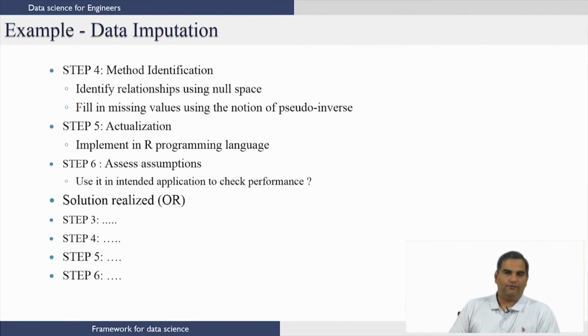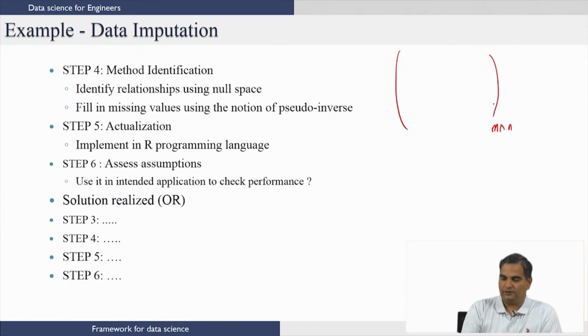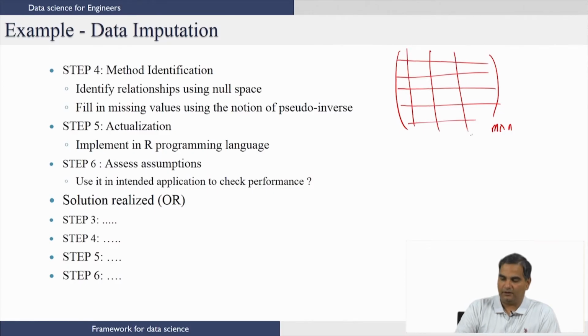So, if we assume that there are relationships between these variables, then there is this question of actually coming up with a method that will answer our question as to what are the relationships among these variables. So, this is what we call method identification. Remember, if I have a matrix of data, this we have discussed several times. Let us say I have m samples in n variables. So, we said we have samples in rows and variables in columns.